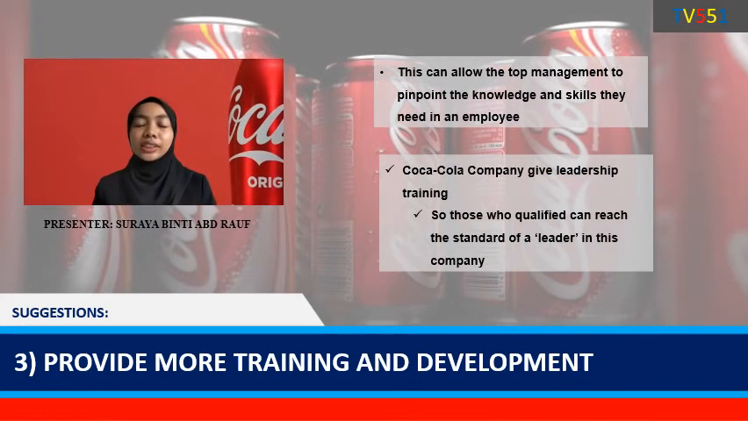After that, the next suggestion is that providing training and development to employees can allow the top management to pinpoint the knowledge and the skills they want their employees to have. It can educate the employees about new skills or provide updated skills to enhance their productivity. For example, Coca-Cola gives leadership training to the employees because they want to show how great a leader at Coca-Cola is, and they already set the standard.